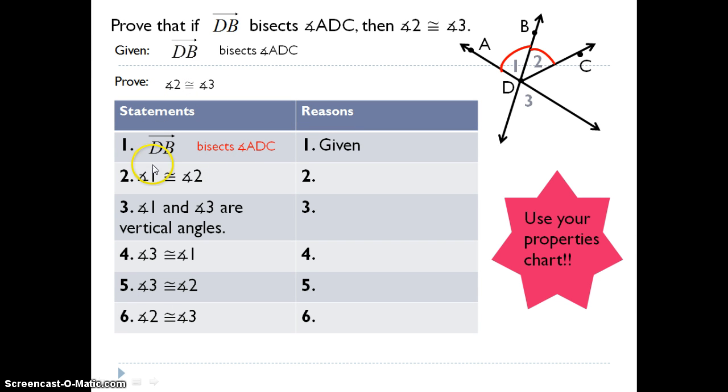My next statement is showing that angle 1 is congruent to angle 2. How do I know that angle 1 is congruent to angle 2? Well, we talked about that. It's because it's bisecting. So the reason for this is going to be the definition of bisect. You can always use definitions as reasons. Next, angle 1 and angle 3 are vertical angles. How do I know angle 1 and angle 3 are vertical angles? Well, I know that because I know the definition of vertical angles.